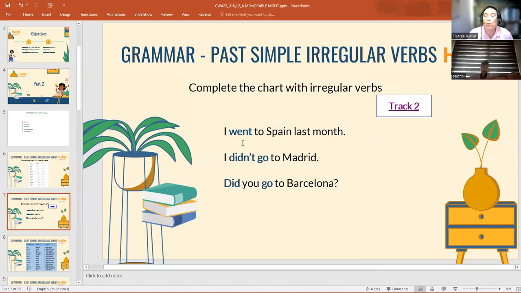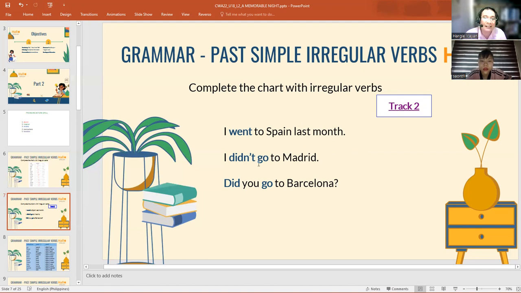So do you think this one is correct? I went to Spain last month. Is this correct, Sal? Yeah, I think it's true. Why is it correct? Because it talks about the past. Yes. So it happened already in the past that he or she was able to go to Spain last month. We call this one the signal word, wherein we can identify that this one already happened in the past.